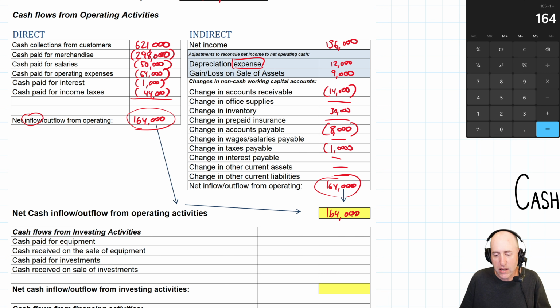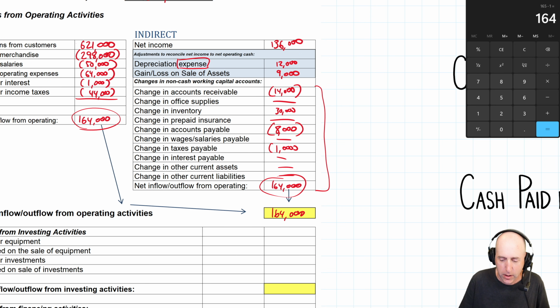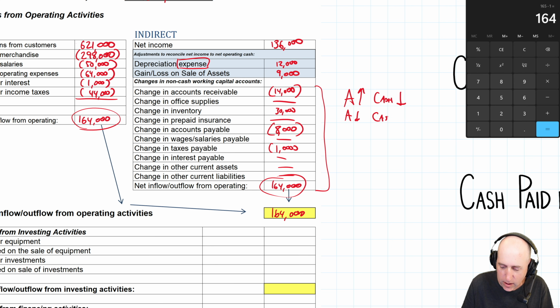Okay, I wanted to hit you with a quick trick on the indirect method when you get to this part. If an asset goes up, cash goes down. You can look through and see when my accounts receivable goes up, our cash goes down. The opposite is true. If an asset goes down, cash goes up. Now, there's only assets and liabilities. So if a liability goes up, cash goes up. If a liability goes down, cash goes down.